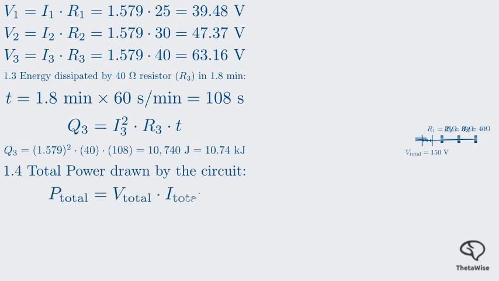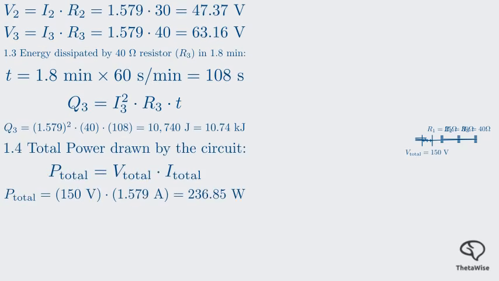Finally, question 1.4, total power drawn. Use P equals V times I for the whole circuit. Total power is 150 volts times 1.579 amperes, giving us about 236.85 watts. How did you do? If you made a mistake, go back and review the relevant section.